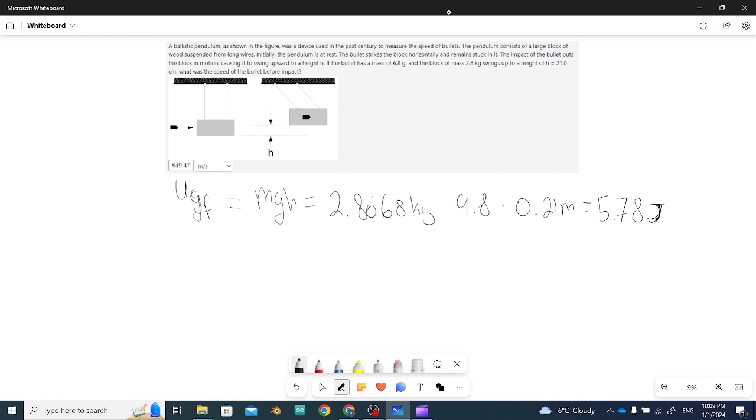Now, right after the impact happened, all of the kinetic energy was transferred to the ballistic pendulum. So the kinetic energy right after the impact was equal to 5.78 joules, of the ballistic pendulum and the bullet. So not just the bullet. That's the same energy that was used right after the impact. So there was no energy loss there.